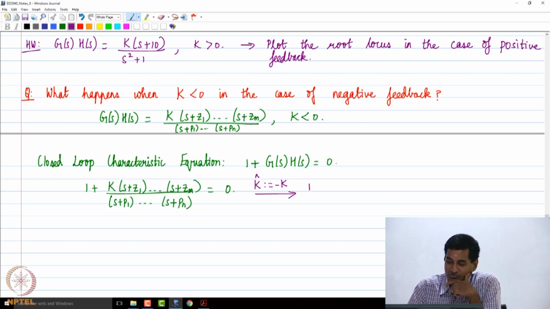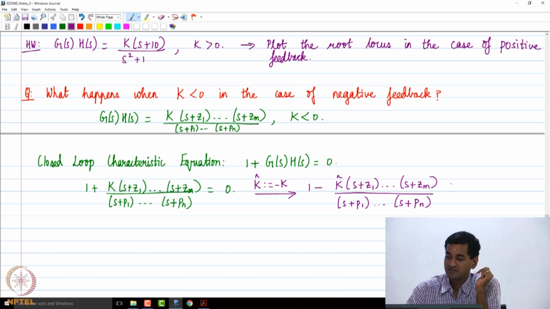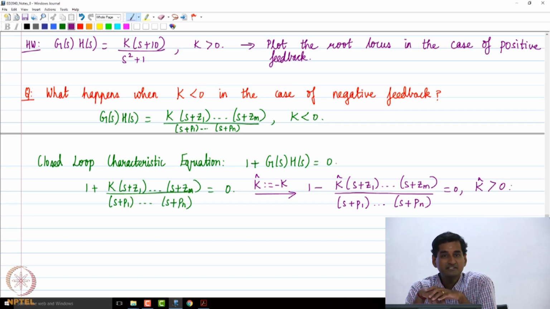So the same closed loop characteristic equation now becomes 1 minus k hat (s plus z1) till (s plus zm) divided by (s plus p1) ... (s plus pn) equals 0, but k hat is now positive. Now the answer is obvious, right? So what do we need to do? We need to follow the steps that we discussed today.